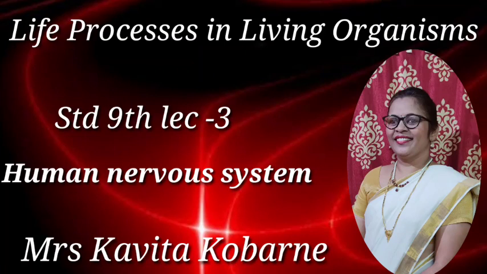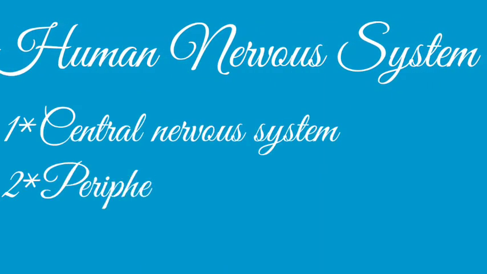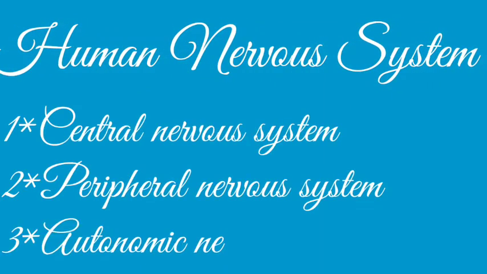In previous lectures number 1 and 2, we have learned about excretion and coordination in plants, and we have started coordination in human beings. In that we saw the nervous control and the neurons. Now in this chapter we are going to see the human nervous system, which consists of 3 parts.